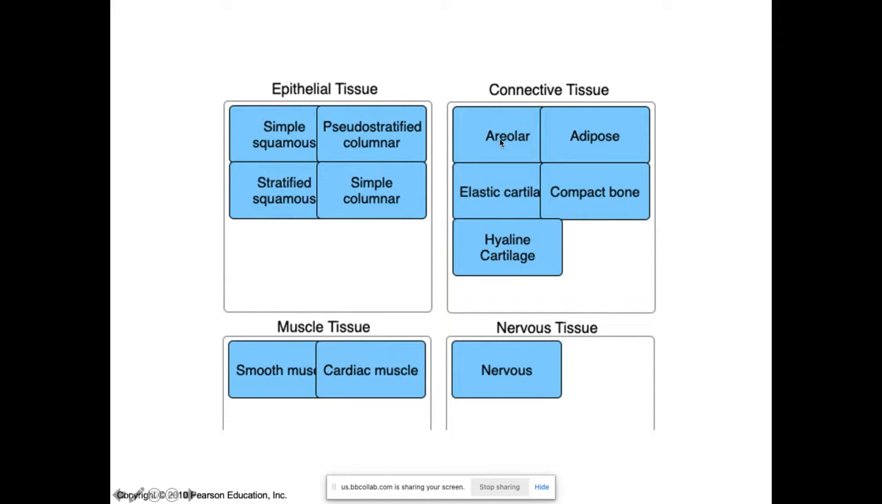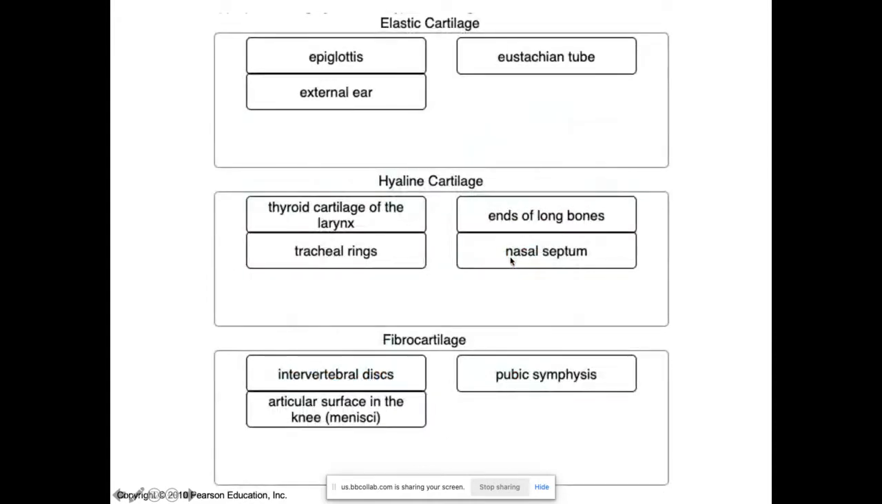Connective, areolar tissue, that was loose. Adipose is loose. Elastic cartilage was dense. Compact bone, right? That falls under the supporting. And then hyaline cartilage also supporting. Elastic cartilage, hyaline cartilage, fibrocartilage.